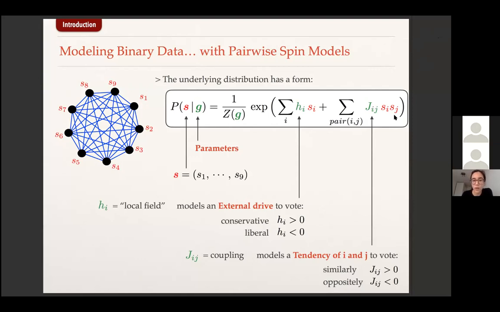And so what you can see here is that this P of S, so this S vector is the vector of all those variables, and P of S here, given J, is actually not just one probability distribution, but you have one probability distribution for each value of J. So this is a parametric family of probability distributions.